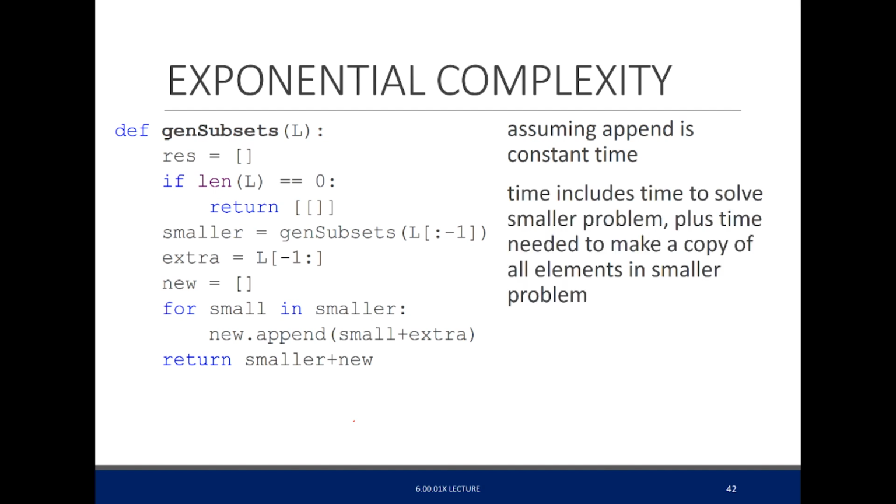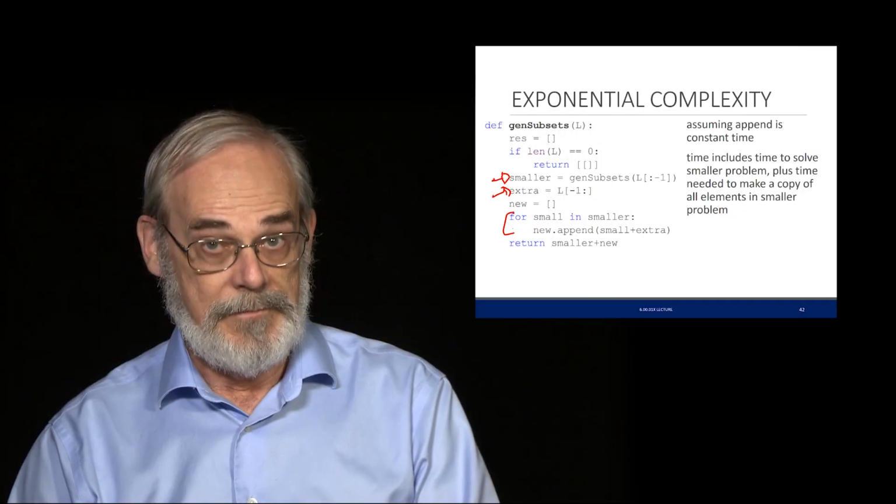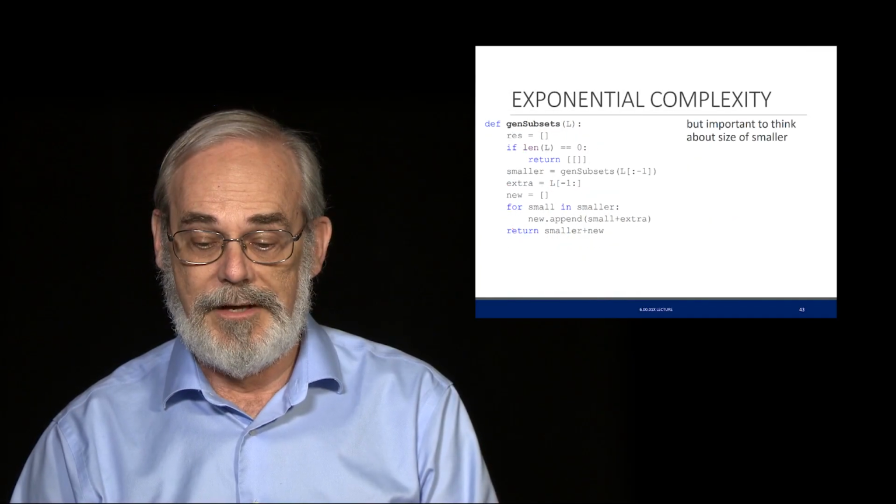It says that the time that I need is going to include the time to solve the smaller problem plus the time I need to make a copy of all of the elements in the smaller problem. So it's going to be the time I need here plus making the copy right down here of all of the elements in the smaller problem. Okay, so what does that look like?